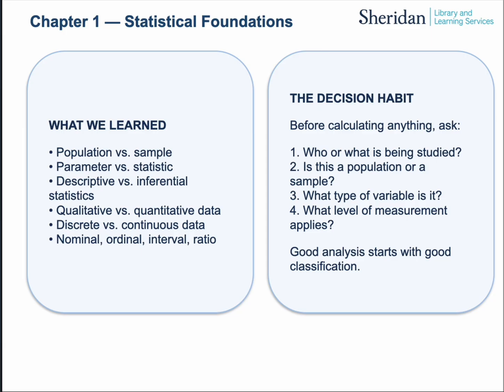We also introduce different types of data. Some variables are qualitative, meaning they describe categories rather than numerical values. Examples include major, eye color, or favorite sport. Other variables are quantitative, meaning they represent numerical measurements, such as height, weight, age, or exam scores.